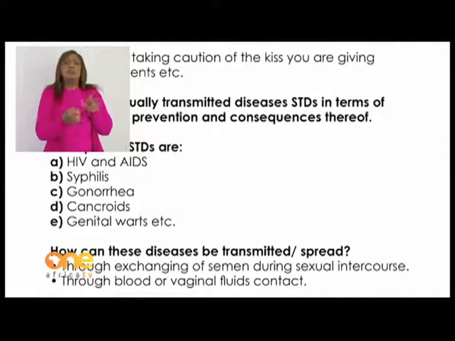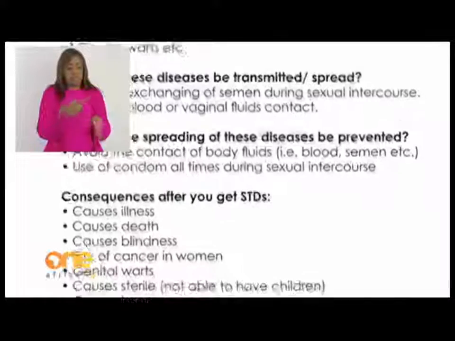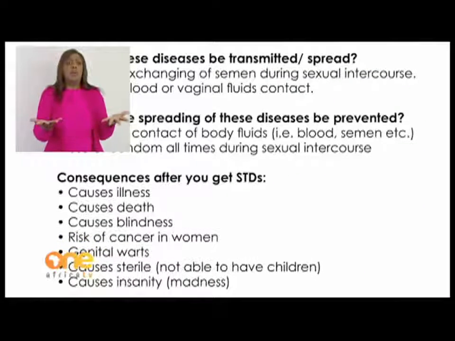Let's now look at how these diseases transmit. How can these diseases be transmitted or spread from one person to another? These diseases can transmit through the exchange of semen during sexual intercourse. Another way they transmit is through blood or vaginal fluid contact.